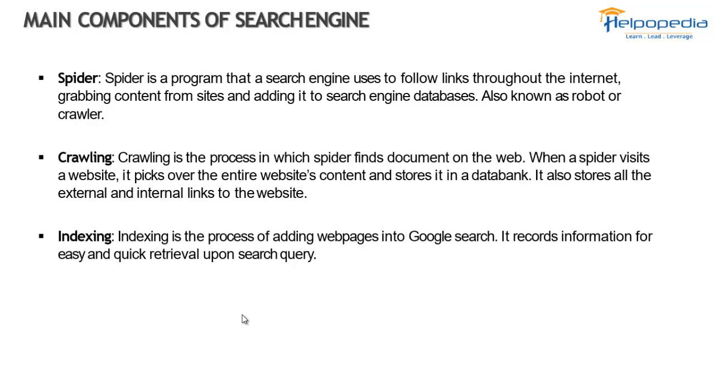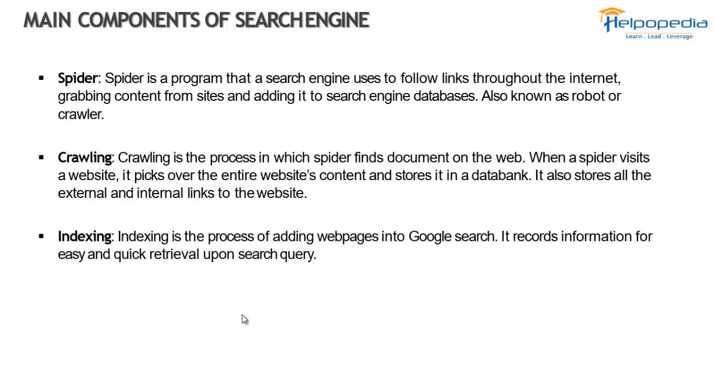The first one is the spider, or we call it a bot also. This spider is a program that a search engine uses to travel throughout the internet. These spiders travel across the internet, and then they collect all the content from all the websites. So they are also known as robots or crawlers. The next process is crawling.